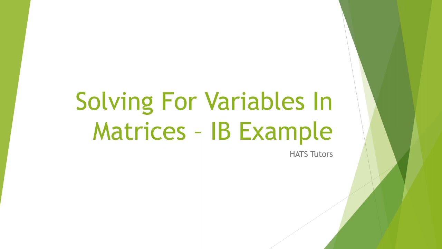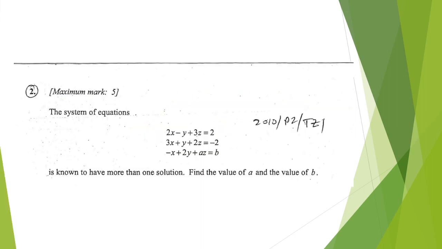So in this problem, there are going to be variables in the matrix, as we can see here. This is the problem. It gives us a system of equations, and it's known to have more than one solution. And in the context of intersection of three planes, that can only mean one thing. They intersect in a line, and therefore must have infinite numbers of solutions.